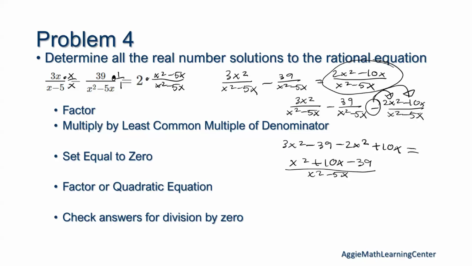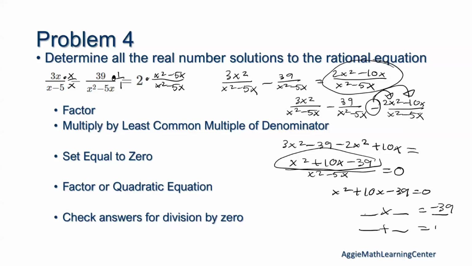And then if this is equal to 0, we only need to worry about what the numerator is when it equals 0, because the denominator should not be 0. So we're just going to worry about the numerator. So we want this to be equal to 0. I can see two numbers that multiply to give us negative 39 and add to give us positive 10. Can you guys see them?